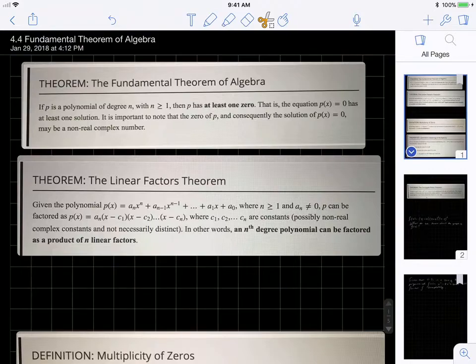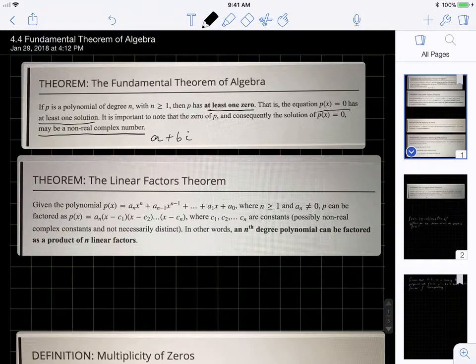So the fundamental theorem of algebra states that if a polynomial has degree n, as long as n is greater than or equal to 1, then p, the polynomial, has at least one zero. That is, the equation p of x equals 0 has at least one solution. It's important to note that the zero of p, and consequently the solution of p of x equals 0, may be a non-real complex number. And the complex number, if you recall, is of the form a plus bi. So it could have complex zeros, it could have real zeros, it could have a combination of the two.